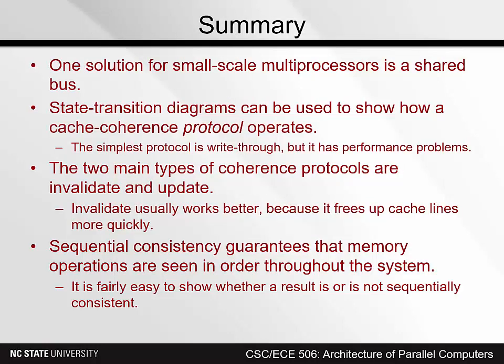So in summary, one solution viable for small-scale multiprocessors is to use a shared bus. State transition diagrams can be used to show how a cache coherence protocol operates. The two main types of coherence protocols are invalidate and update. Sequential consistency guarantees that memory operations are seen in order throughout the system.